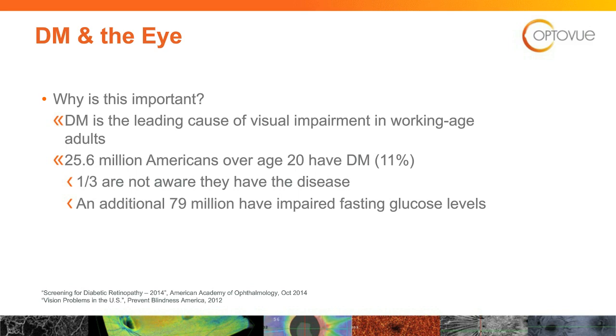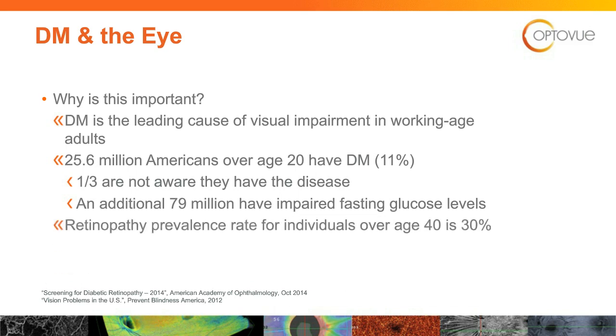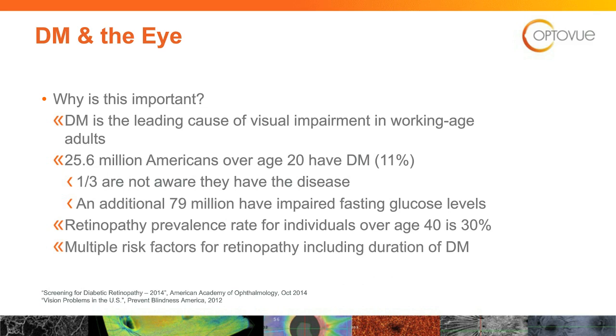More and more are developing diabetes and more are developing prediabetes, and we need to just be aware of that, and we're going to be managing that. Retinopathy rate is about 30 to 35%, depending on the literature that you read, and certainly that's important, and there are multiple risk factors for the development.